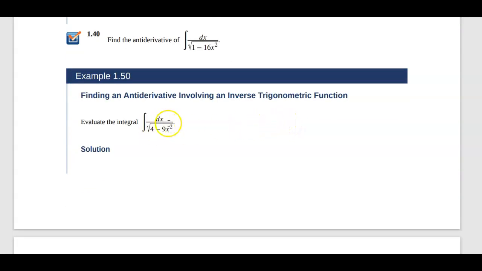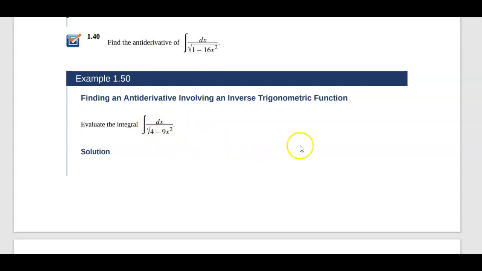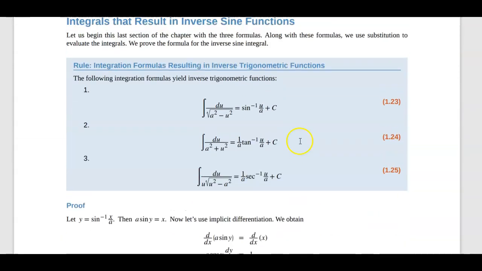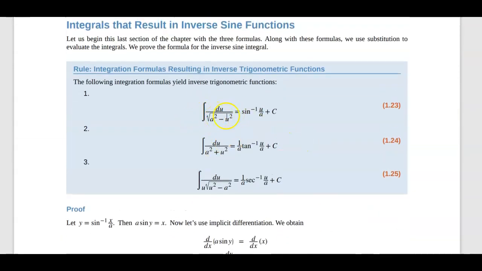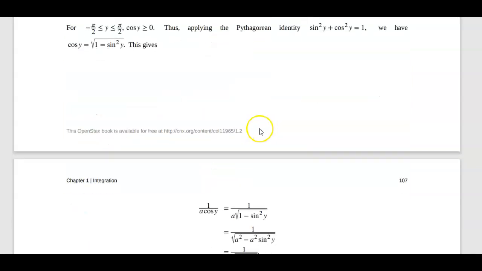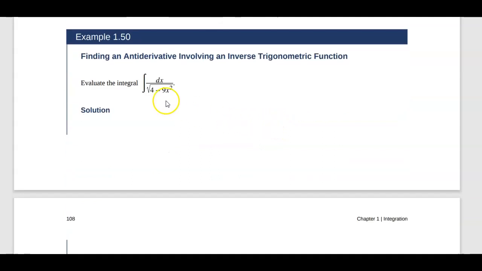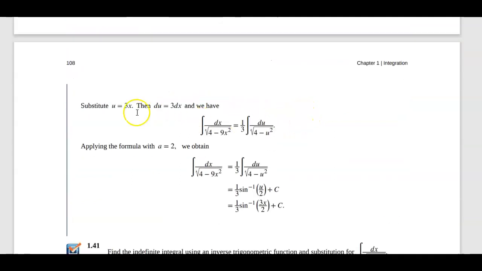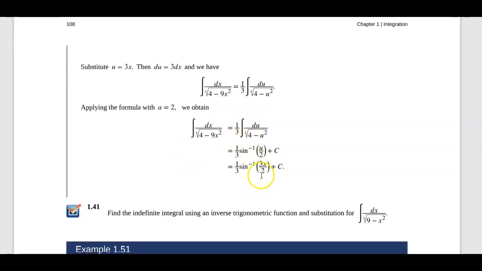So here's the next one. Evaluate the integral where square root 4 minus 9x squared is in the denominator. Okay, well, let's check that out. Oh, well, that obviously matches this first form again, right? But here a is 2 and u is 3x. So we can just fill in the form from there. If a is 2 and u is 3x, then you can just apply the formula. It works out directly, and you get what you want.